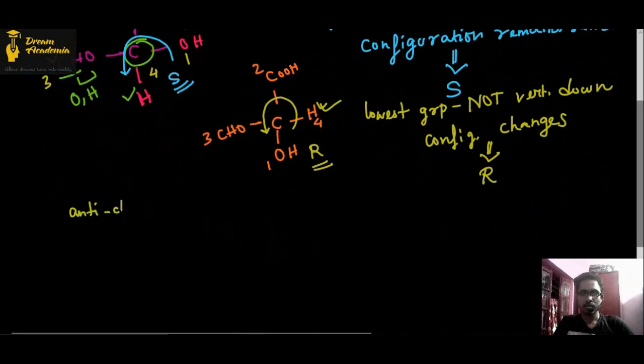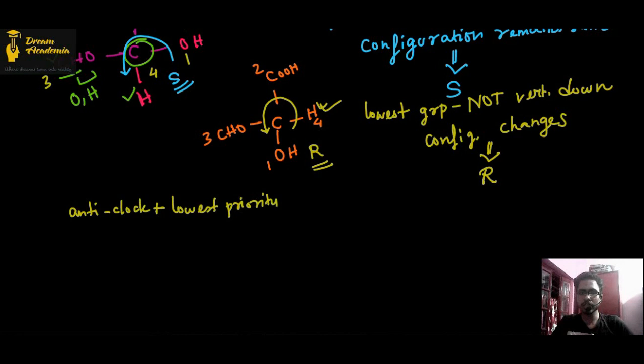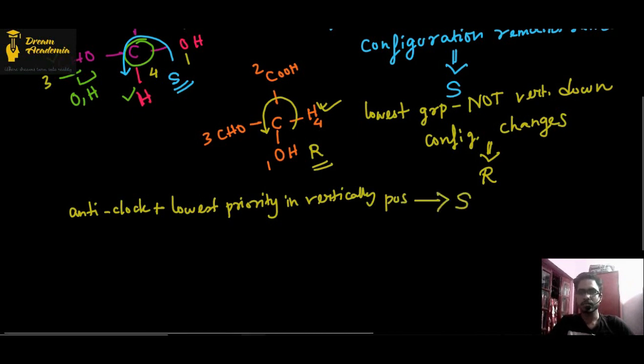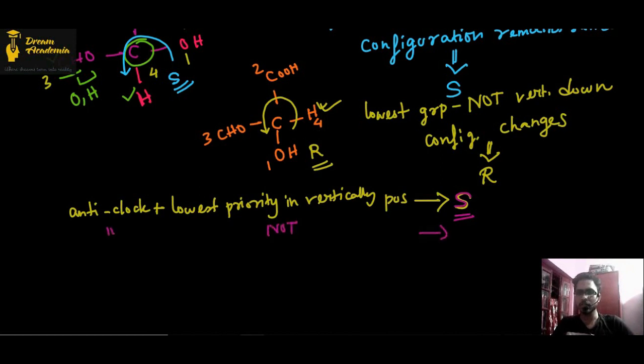So if I summarize this concept: anti-clockwise plus lowest priority group in vertically downward position, configuration is always S. Okay. Anti-clockwise plus not in vertically downward position, configuration becomes R.